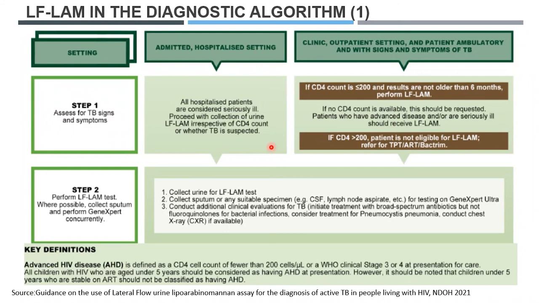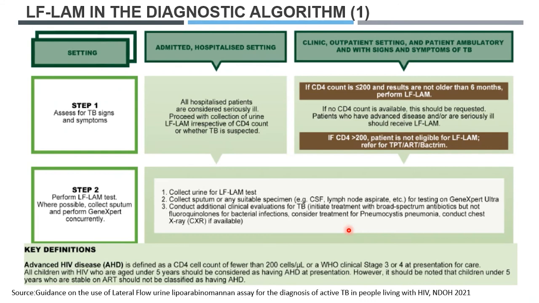In the admitted setting, all hospitalized patients are considered seriously ill, and all of them should have a urine-LAM done, irrespective of whether we think they have TB or not, and irrespective of what their CD4 count is. So once we have decided within our outpatient or inpatient setting that the urine-LAM has been done, we collect the urine-LAM, and in addition to that, we have to send out other samples.